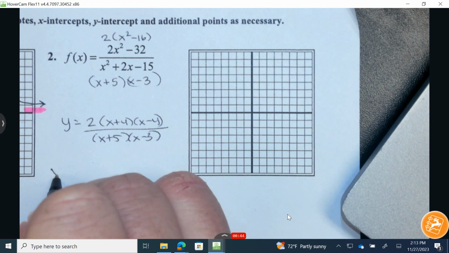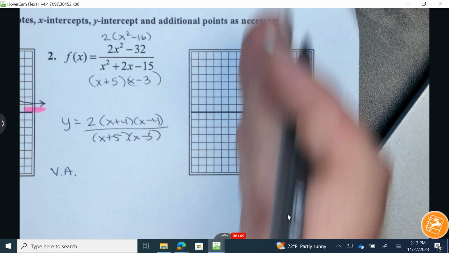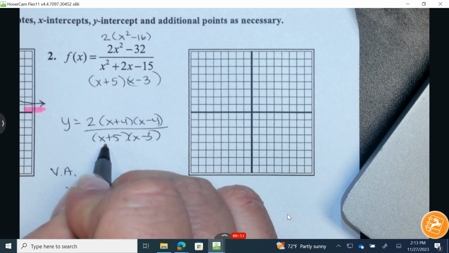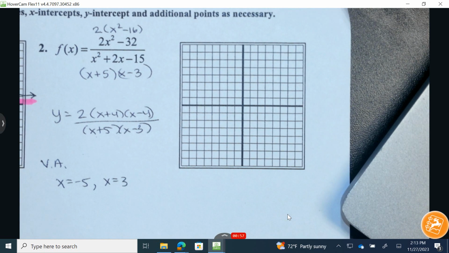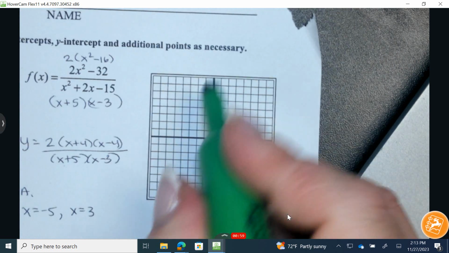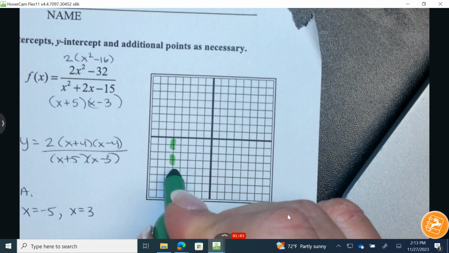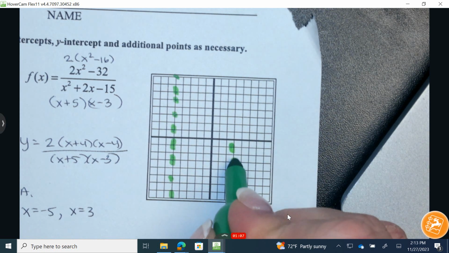In doing so, I have a vertical asymptote and we want to write it as an equation. Vertical asymptotes cross the x-axis. So x equals negative 5 when I solve and x equals positive 3. Let me graph those. 1, 2, 3, 4, 5. And positive 3.